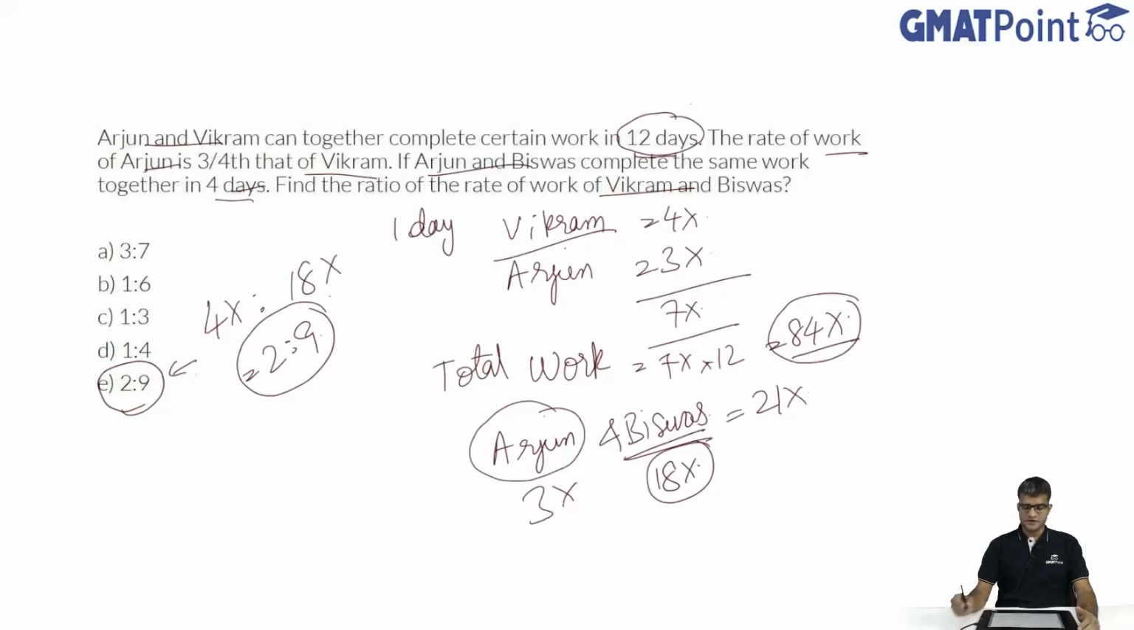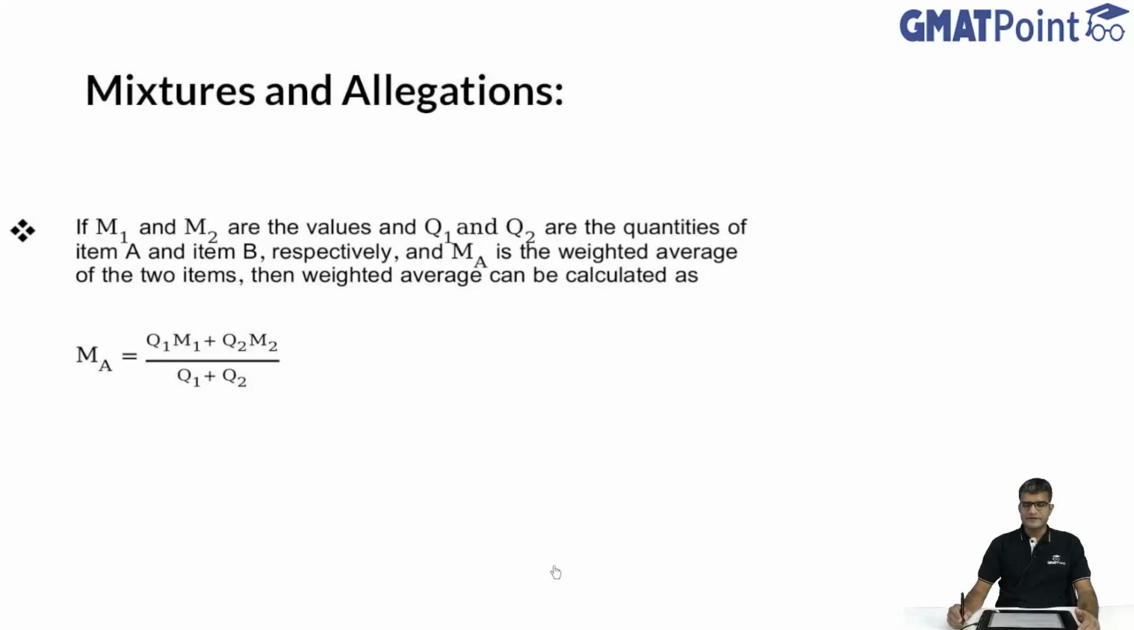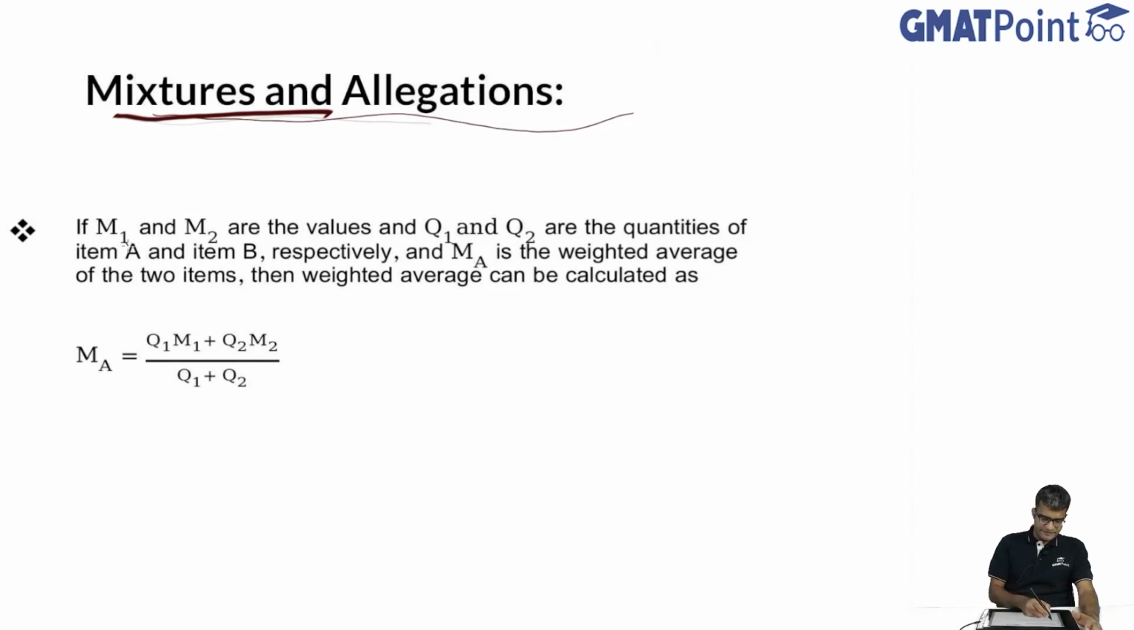Let us look at the next concept. The next concept is that of mixtures and alligations. In mixtures and alligations, let us assume that there are two items, item A and item B. Now suppose the quantity of item A is Q1 and the value is M1. The quantity of item B is Q2 and the value is M2. If they are mixed together, what is the weighted average? That is given by the formula M1 into Q1 plus M2 into Q2 divided by Q1 plus Q2.